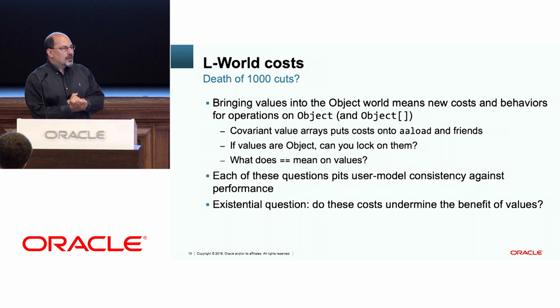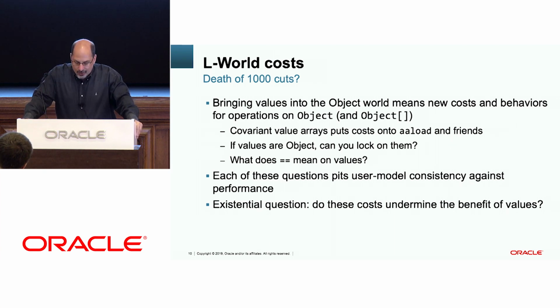So the question that we're struggling with now, and we're at this crossroads where we have to evaluate whether we're going to get the benefits that we had hoped we would get, is that the cost of the L-World hypothesis, which is to make values more like objects, puts a bunch of new costs on the VM, array covariance, for example. And there are certain operations that are currently total on object, like locking. Well, now what happens if someone assigns a value to object, and that's allowed by subtyping, and then tries to lock on that object? What's supposed to happen?